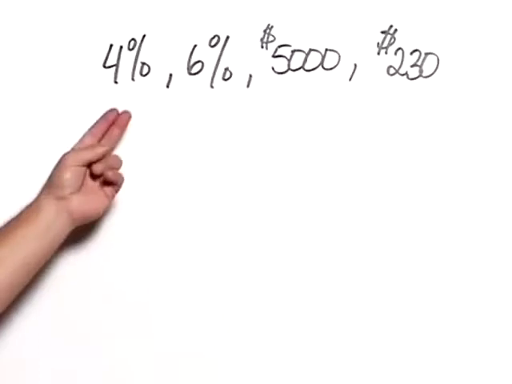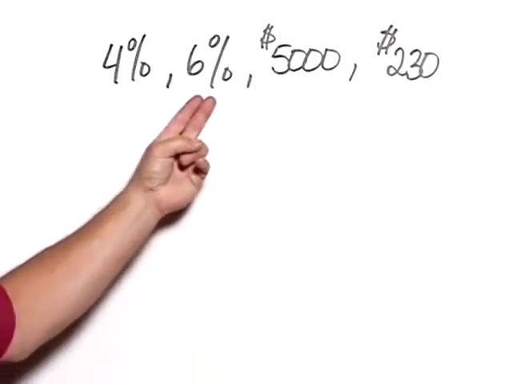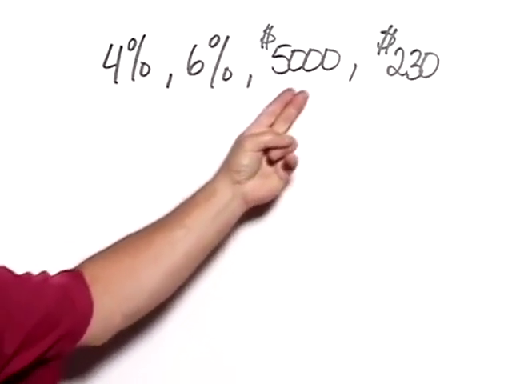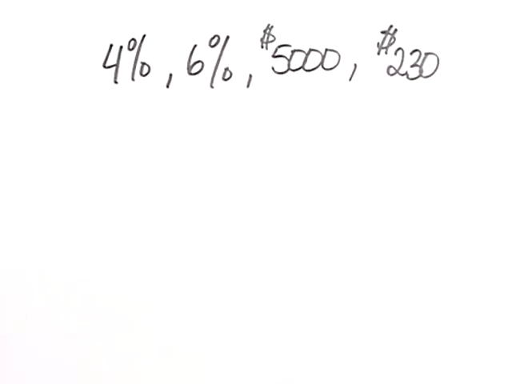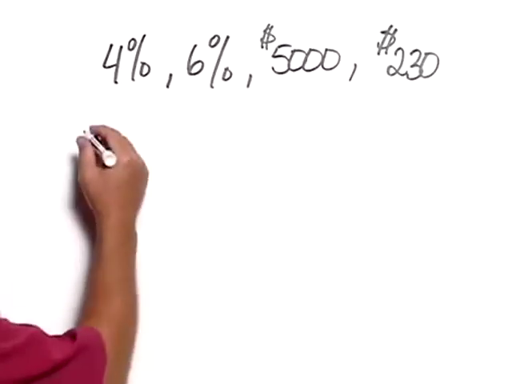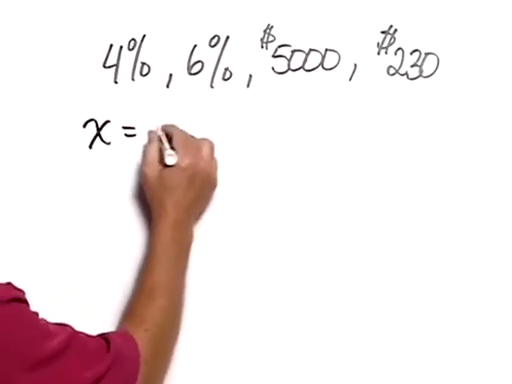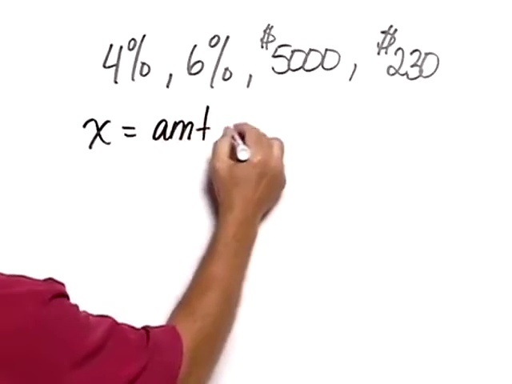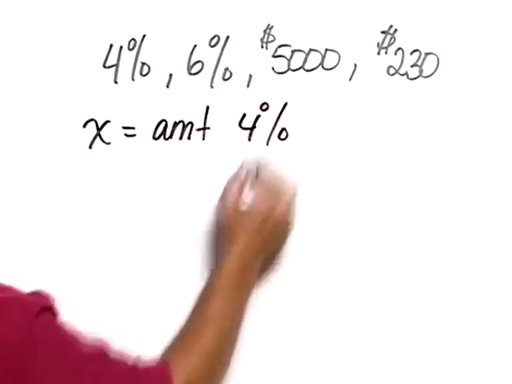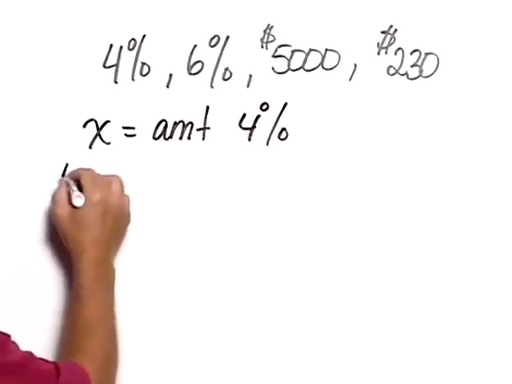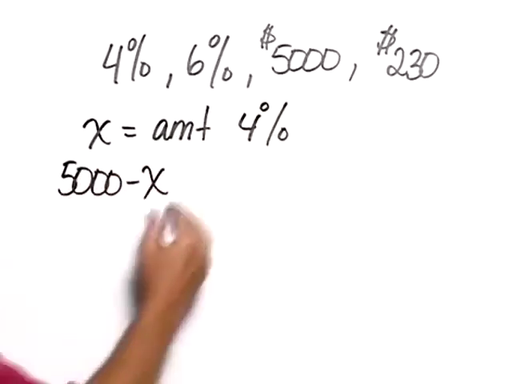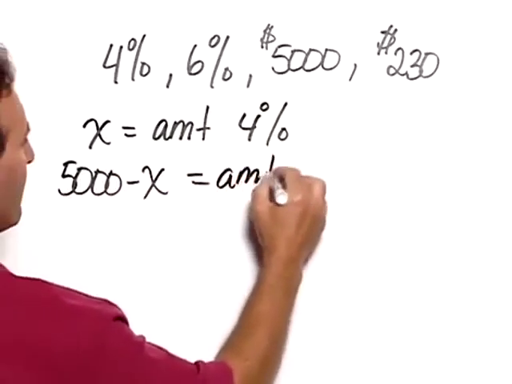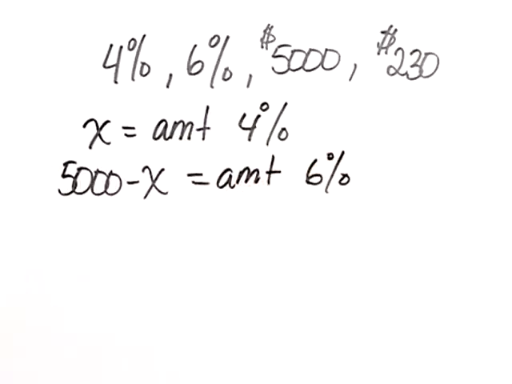So here I've written the important information. One loan at 4%, the other at 6%. The total of the loans was $5,000, and in 1 year, the interest was $230. So what we do is we let x equal the amount of the 4% loan. And what that means is 5,000 minus x would be the amount for the 6% loan.